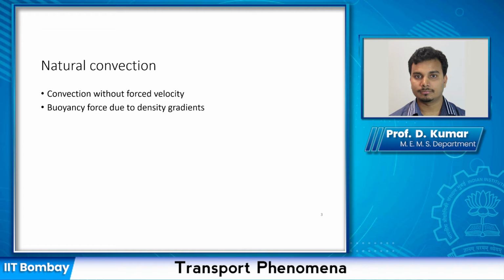Let's move on. As I was saying, natural convection essentially means convection without forced velocity. So we do not have any fan or blower or pump in these cases. What happens is essentially you have density gradients, and because of those density gradients, you will have buoyancy forces. You have density gradients, of course, because of your temperature gradient.